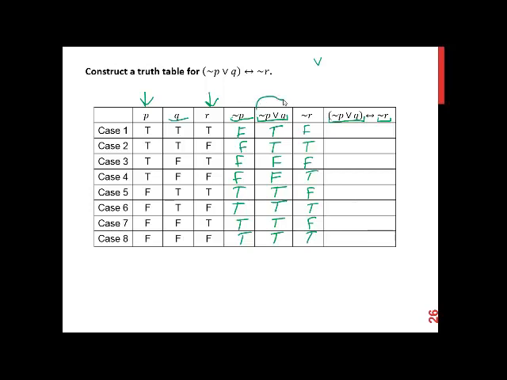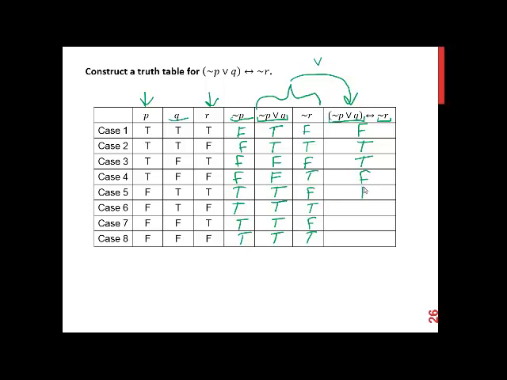And finally, we're looking for the biconditional of these two columns. And the biconditional is true only when these two columns match. So in the first one we got a true and a false, so our biconditional is false because our two values don't match. Case 2, we've got a couple of trues, so the biconditional is true. Case 3, we have a couple of falses, so the biconditional is true. Case 4, we have one of each, so it's false.